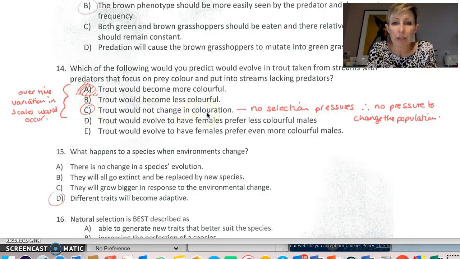In the absence of selection pressures from a visual predator, in all likelihood there would be no change in coloration in the general population. However, it doesn't eliminate the chance of some mutations occurring and some trout becoming more colourful and others becoming less colourful. But in general, without the selection pressures there, the trout would not change in colour. Okay, so C is the answer there. I stuffed that one up, if you can see that.